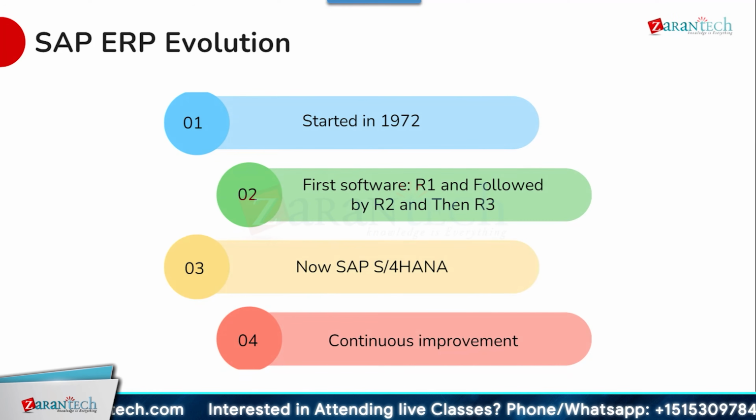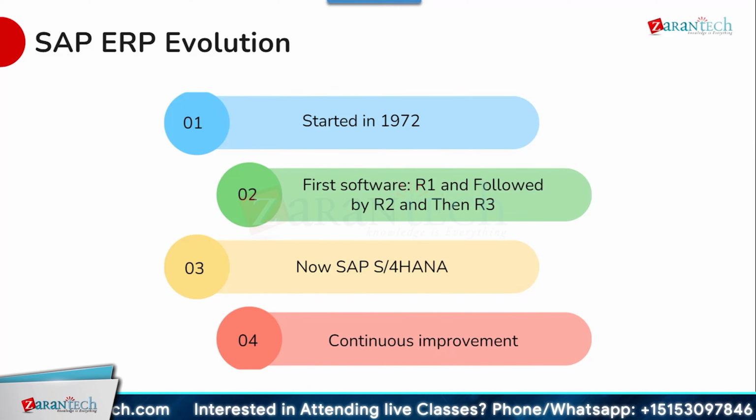Okay. Now to truly appreciate SAP ERP, it's very important to understand its evolution. The journey began in 1972 when SAP introduced its first software, R1, and this marked the beginning of a revolution in enterprise resource planning. Following the success of R1, SAP launched R2, which brought enhanced capabilities and more robust functionalities. Then came R3, a major milestone that set new standards in the ERP industry with its client server architecture and real time processing capabilities.